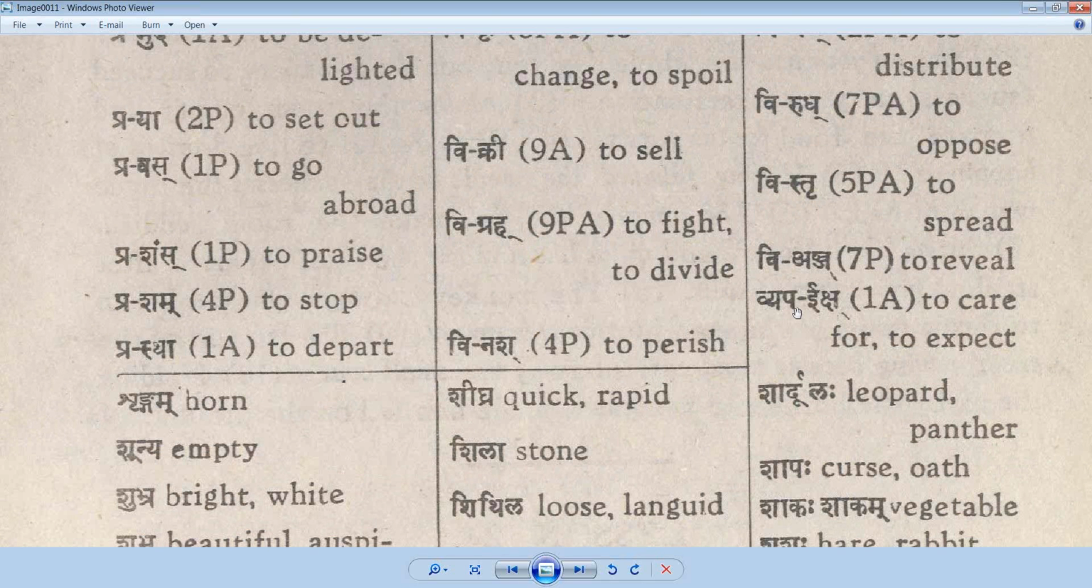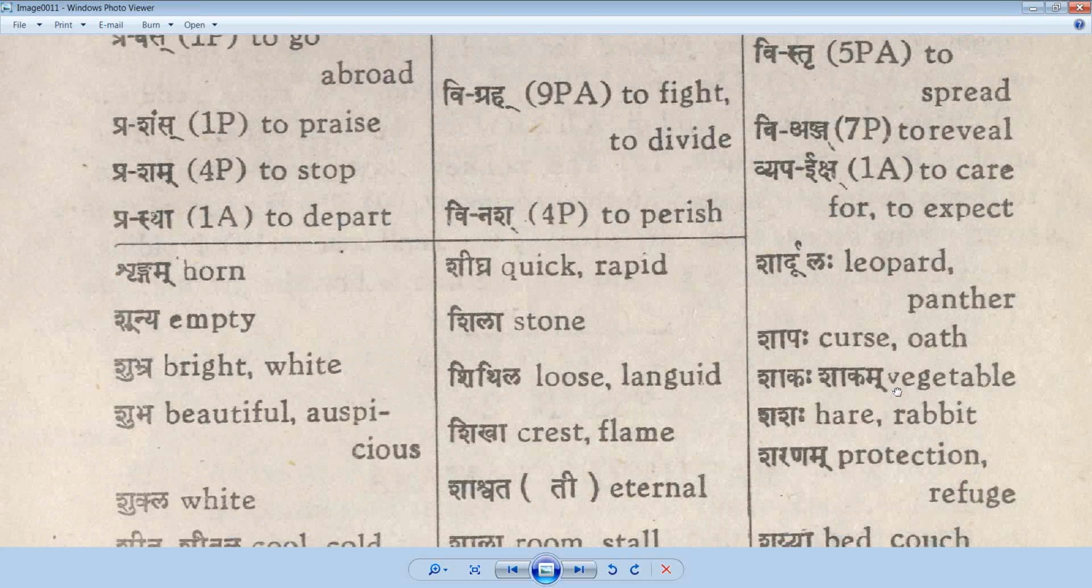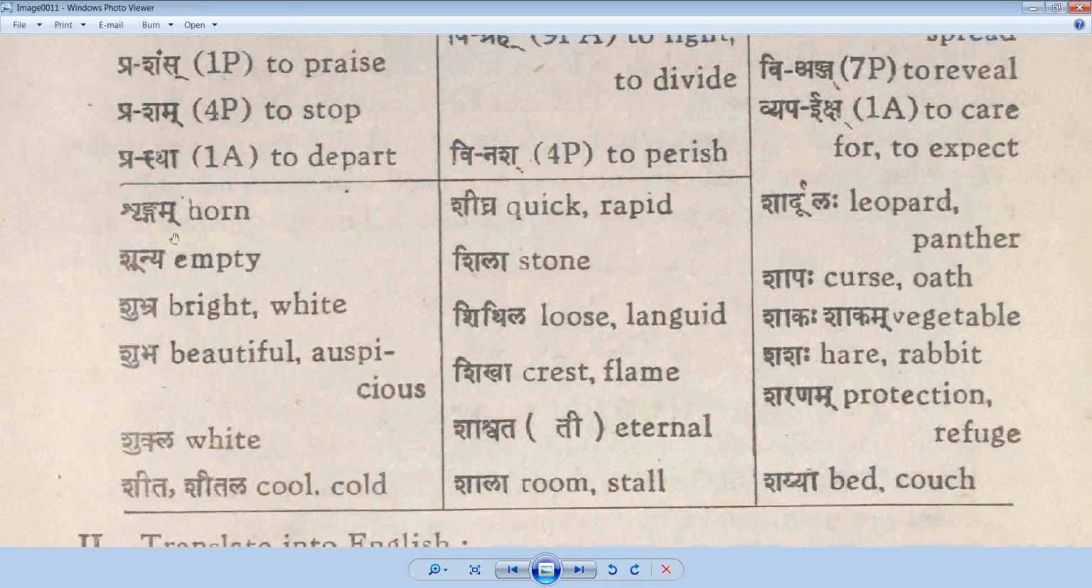Vyapa-iksh is to depend, to expect, to care for, also to attend. Shardul. Now he's given some vocabulary, the Talavya Shakaradi words. Shringam is horn, Shunya is empty, Shubhra is bright, Shubha. I think most of these we all know.